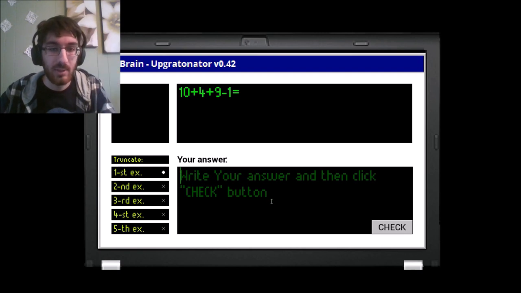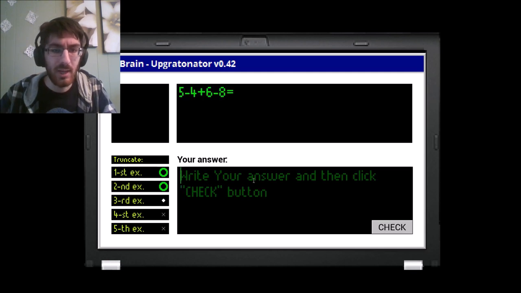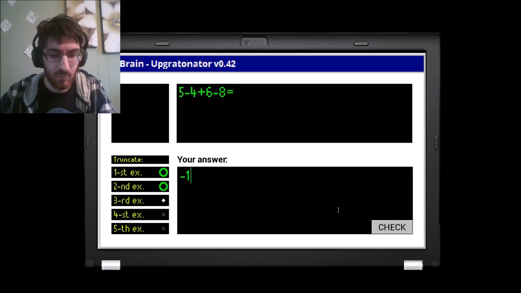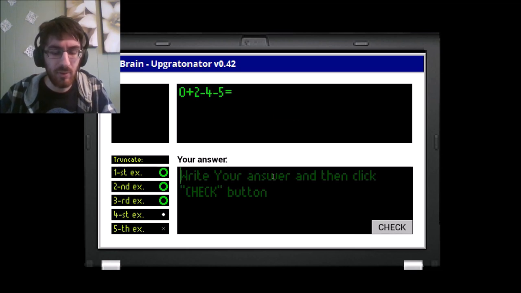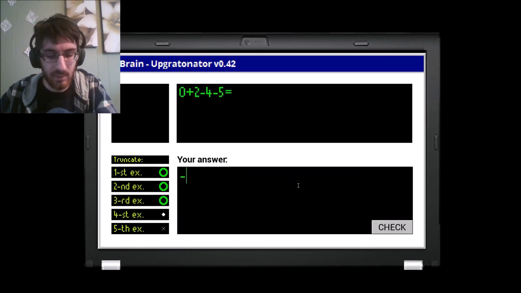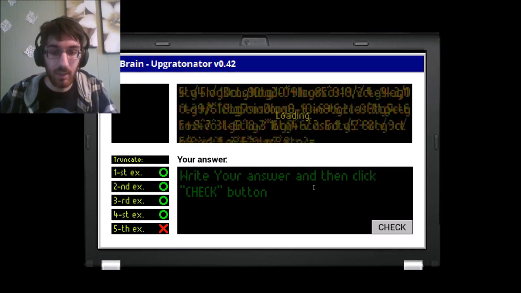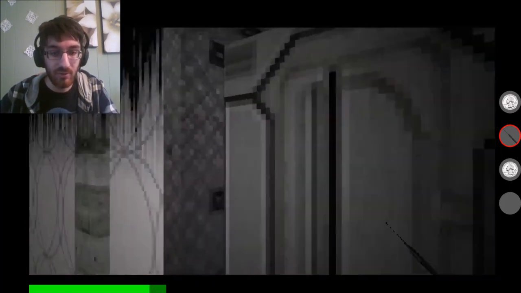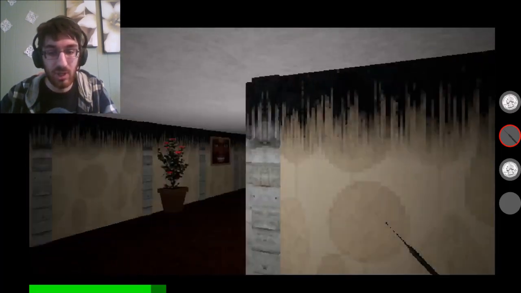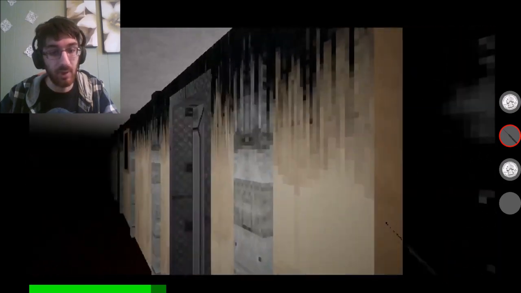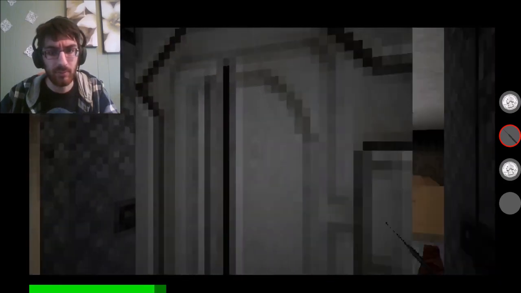Oh, this is harder. 10 plus 4 is 14. 23, 22. 3 minus 4 is negative 1. Is 2 is 8. This is 1 and 7 and negative 1. This is 2 and negative 2 and negative 7. Yep. Okay. I don't know if this guy gets faster with each answer I get wrong, but I don't want to risk it. Oh, that's a fun picture.